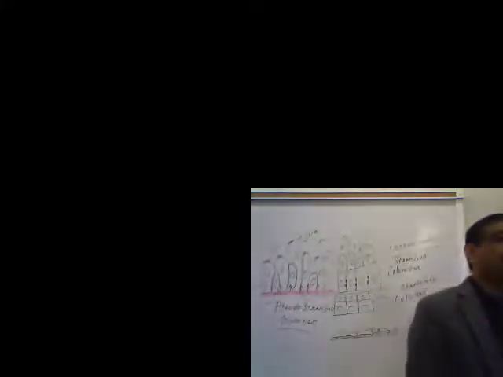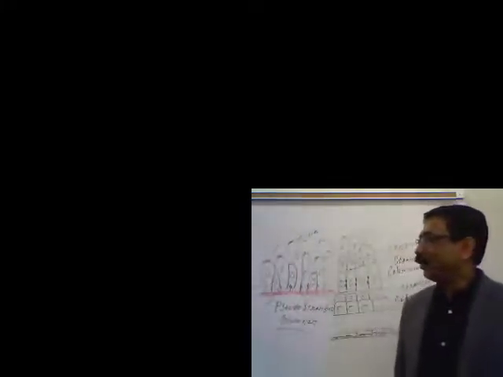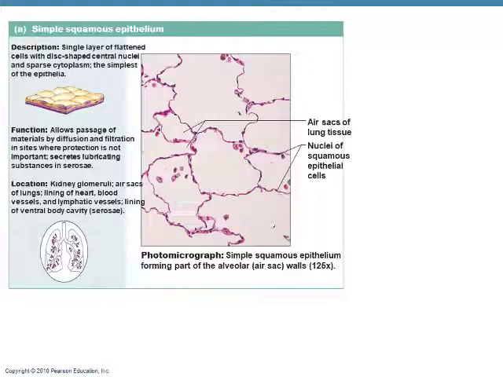So this is a simple squamous epithelium. Why simple squamous epithelium? A single layer of what? Flat cells. Now these are alveoli of the lung. So now you see why it is saying that a single layer of flat cells. So if you see the wall of this alveoli, it's like this.